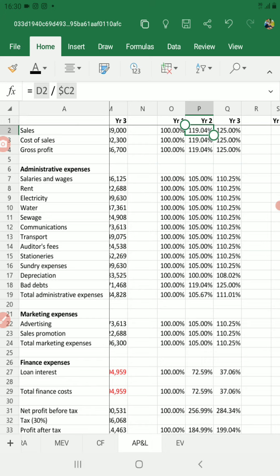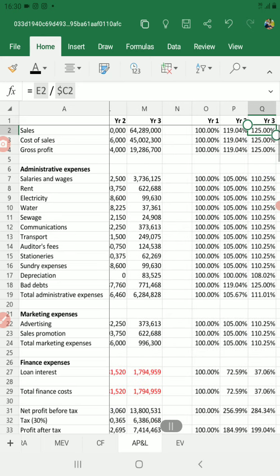So now we compare from year two. If we are talking about the sales line here, year two we have 119.04% compared to 100% in year one. So there is a growth of 19%. In year three it is 125%, so there is a growth of 25% compared to the base year. Okay, so our comparison is with the base year.